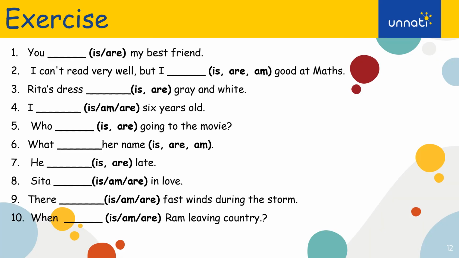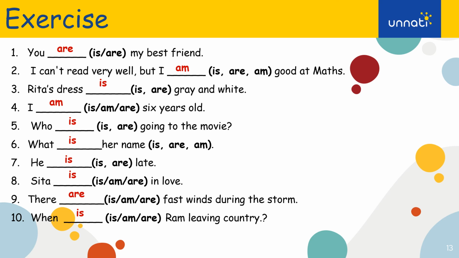Okay, so now we come to the exercise. So here we have a set of fill in the blanks where we would have to select the correct state of being verb and fill in the blanks. So take your time, fill in the blanks here, and I'll be right back to clarify the answers. So let's take a look at the answers real quick. Number 1, you dash my best friend. You second person, singular in number, so are, you are my best friend.